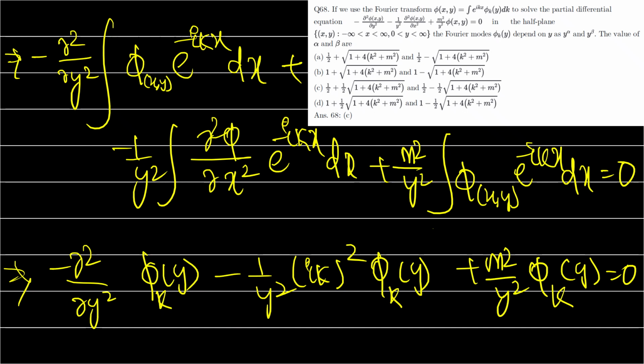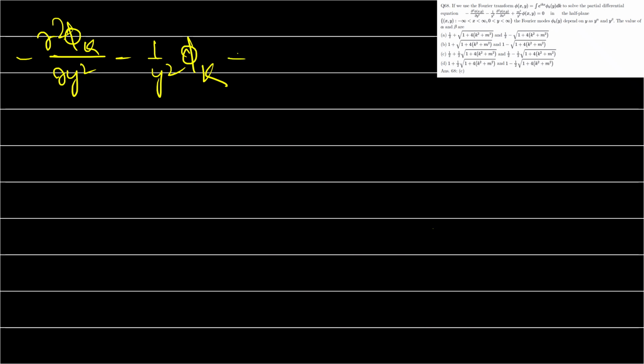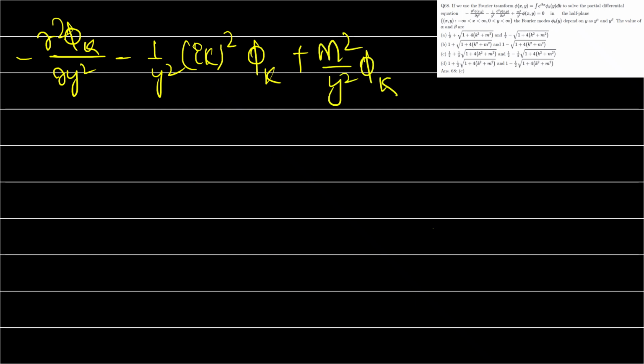So by solving, I'm getting phi k common, and there is a derivative term here. So this can be written as minus del square phi k divided by del y square minus 1 by y square phi k, sorry, there is not 1, minus 1 by y square, i k square phi k plus m square by y square phi k of y equal to 0.